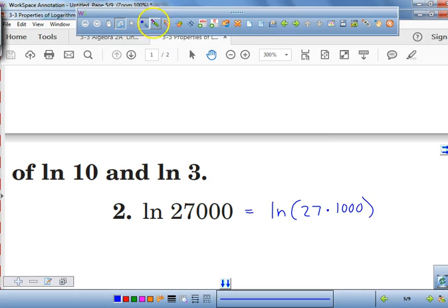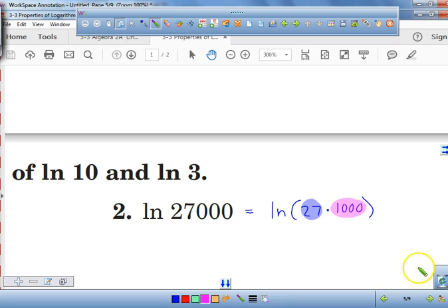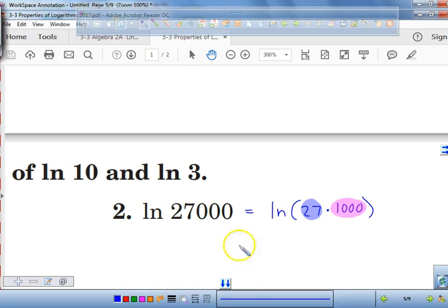Now, there is a method to my madness, people. There's a reason why I chose the number 27, and there is a reason that I chose the number 1,000. Emily, can you tell me why I chose the number 27? Because I can see that you understand that is of importance right now. You can break it down in threes, that's right. So technically, I could rewrite it as 3 cubed.